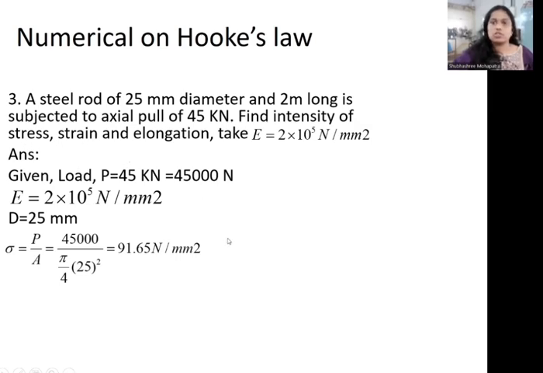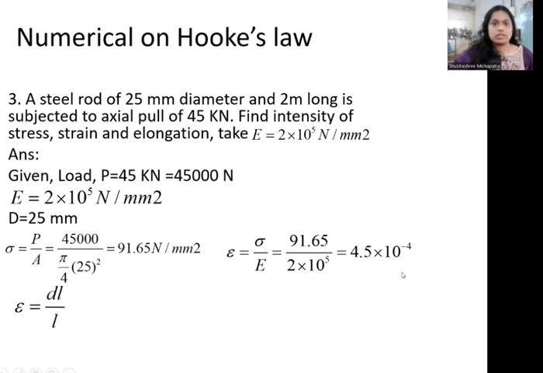Then comes strain. Hooke's law formula, that is, Young's modulus is equal to stress divided by strain. Young's modulus is nothing but the ratio of stress to strain. So from that equation, we can also get strain is equal to stress by Young's modulus. Here the stress we have calculated, 91.65, and Young's modulus is given as 2 into 10 to the power 5. Put all the values and we get the answer.